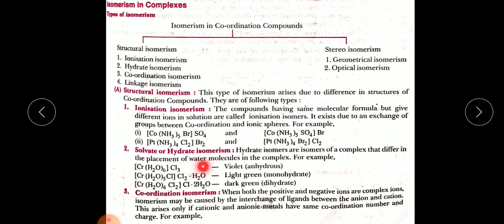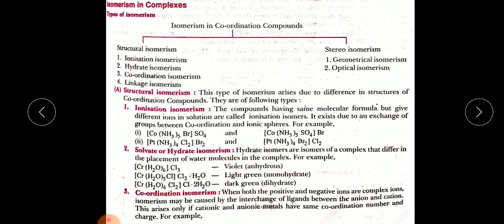Next is solvate or hydrated isomerism. Hydrated isomers are isomers of a complex that differ in the placement of water molecules in the complex. For example, [Cr(H2O)6]Cl3. This will be violet in color, anhydrous. And if you place one Cl inside the coordination sphere and one water outside, it will be light green, monohydrated. If you put 2 Cl inside and take out one more H2O, it becomes dark green. So they are called hydrated isomerism, or water isomerism.